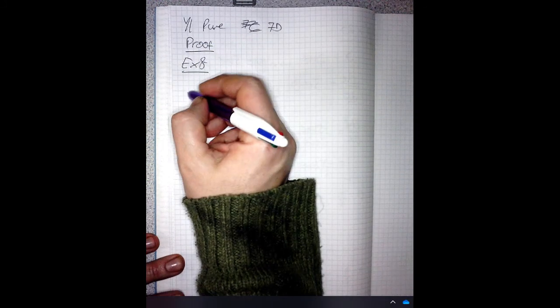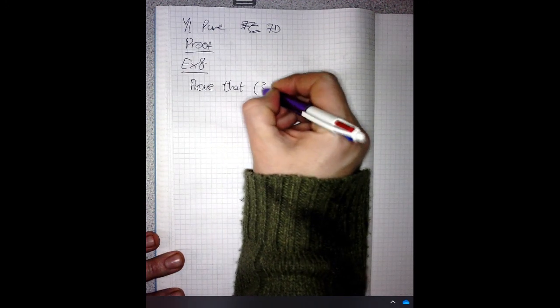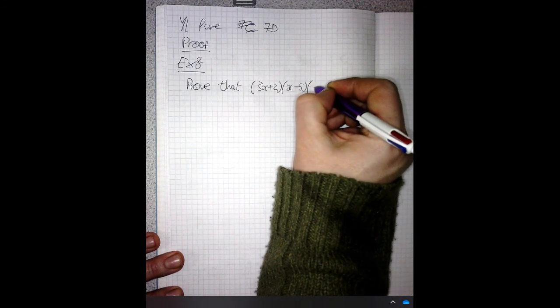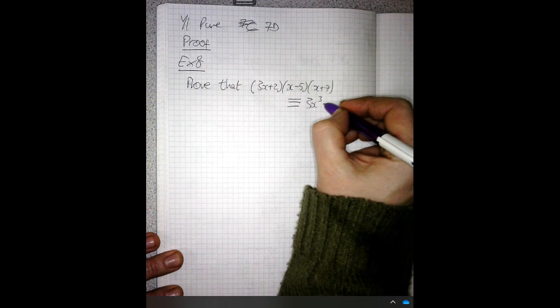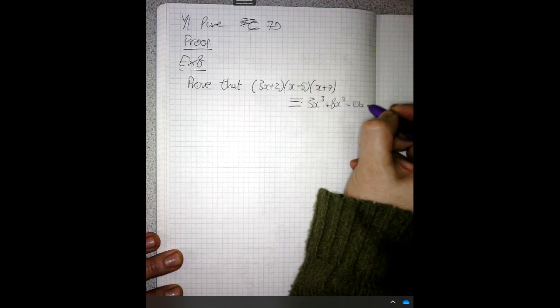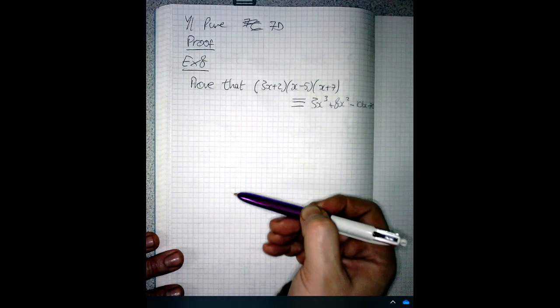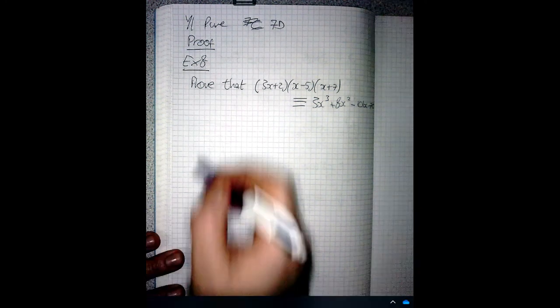Okay, so example 8. Well, it's just multiplying out triple brackets, and I'm not going to show you how to do that. But it says, prove that 3x add 2, and so on, is identical to 3x cubed. And I suppose the point of this example is you start with a line and you work through logically and reach the conclusion that you need. But you know how to multiply out triple brackets, so I'm not going to bother showing you how to do that.